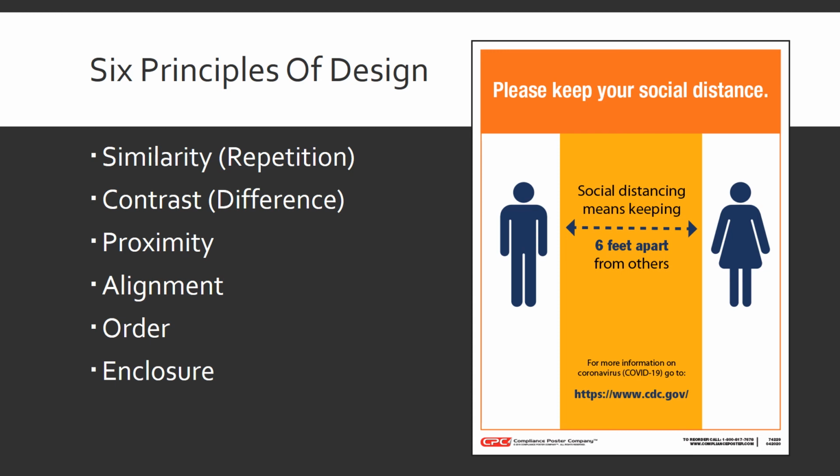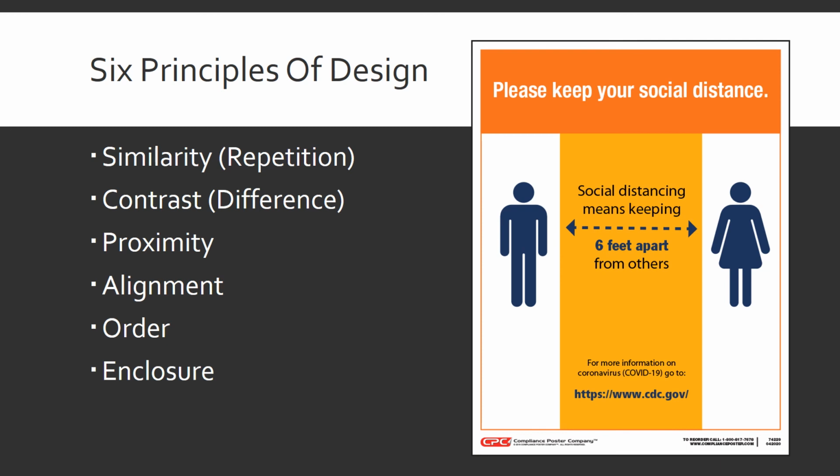Proximity. The proximity is how near or far things are from one another on the page. So in this instance, you have blocks of words. Please keep your social distance is at the top, meant to get attention. And then a little lower, all placed close together, is that social distancing means keeping 6 feet apart from others. And so that message is all close together.